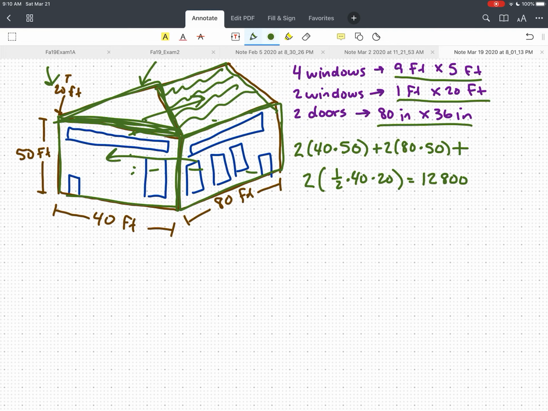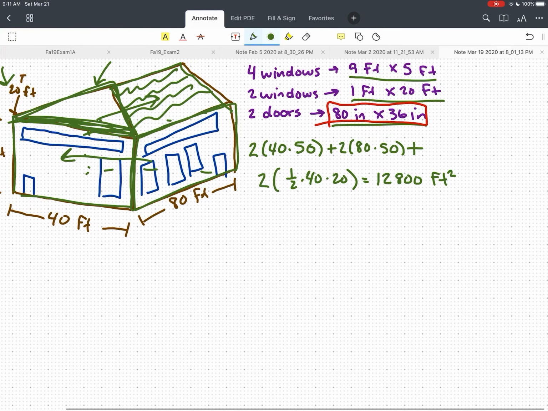One thing I would say first is looking at the measurements of the doors, which are right here. They're in inches. We really needed to convert those to feet by dividing the inches by 12. That way we can keep everything in the same measurement. I didn't write it, but the units here would be feet squared or square feet. So we'll convert these measurements to feet by dividing by 12. So 80 divided by 12, it looks like it's 6 2/3 by 36 divided by 12, 3. So now we have the doors in terms of feet as well.